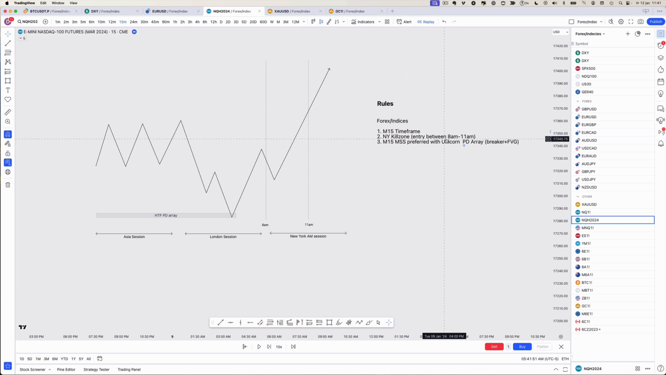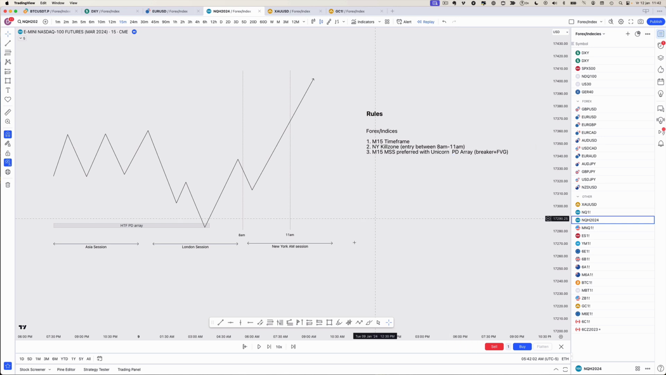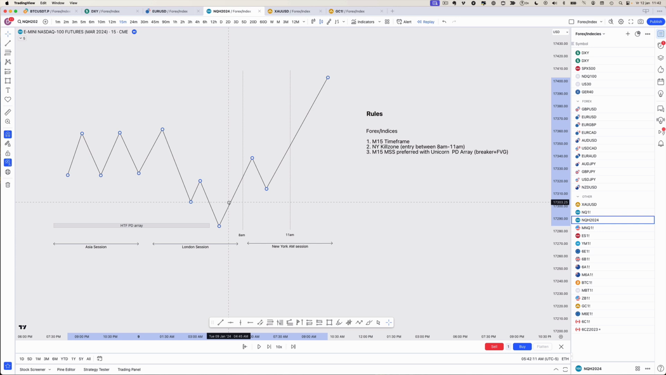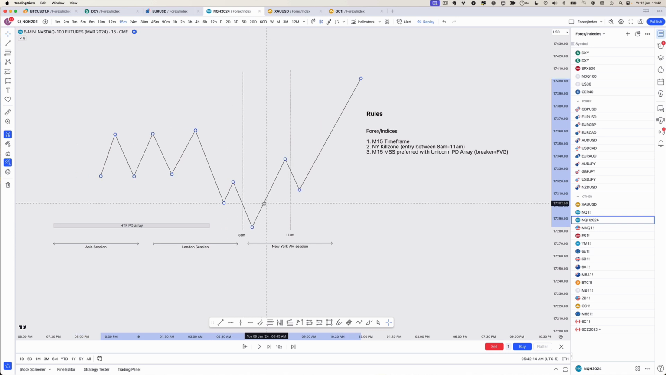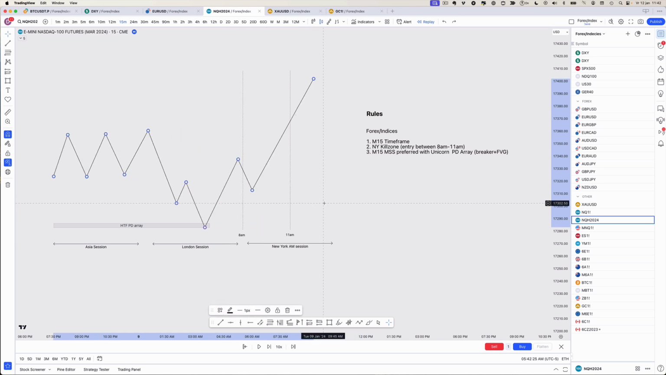The New York kill zone you can enter between like the 8 a.m. and the 11 a.m. on this. Well, I said that in Dutch. That was weird. The 8 a.m. and the 11 a.m. So sometimes you see it like this. Price comes down and you can enter here and it's around 8 a.m. Sometimes it's more like this, where the low is made in New York and you need to wait until around 11 a.m. before you can enter. It doesn't matter. One way or the other, it can both work.